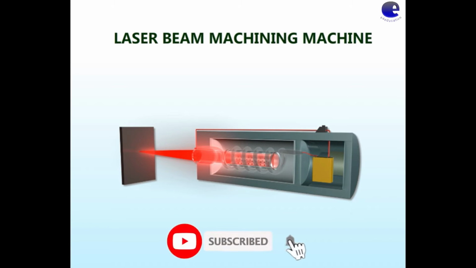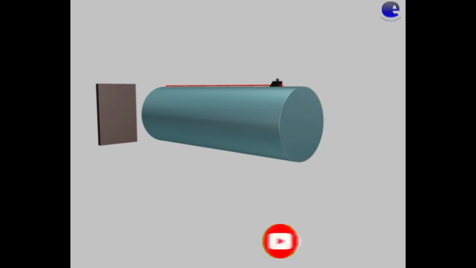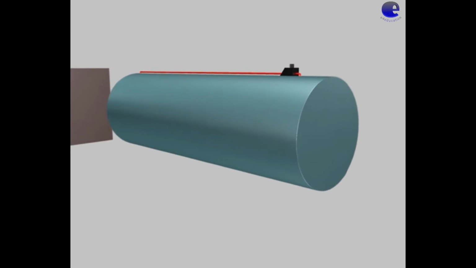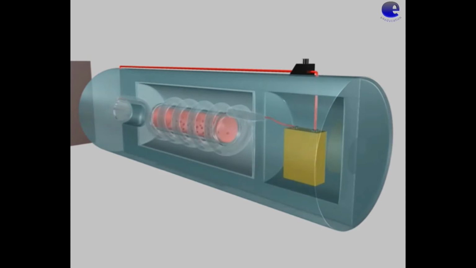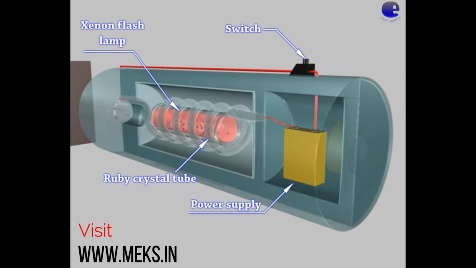Laser beam machining machine. This video explains the construction and working of a laser beam machining machine. A simple ruby laser needs a power supply, xenon flash lamp, ruby crystal tube, switch, lens, outer casing.